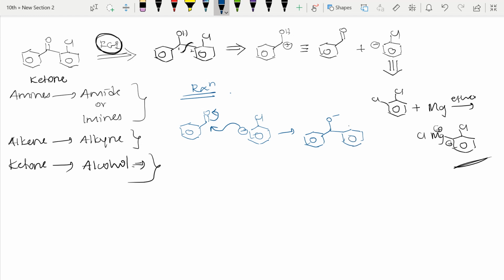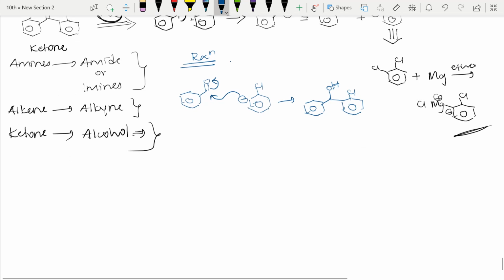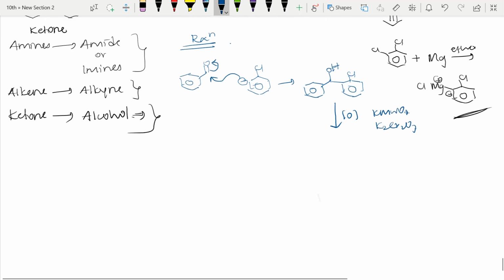Other things as it is. So here water will be there, so instead of writing O minus, I can write OH. Now it is understood, right? So further, what I can do, I can add an oxidizing agent. There are many oxidizing agents, right? KMnO4, K2Cr2O7, so many oxidizing agents which convert.